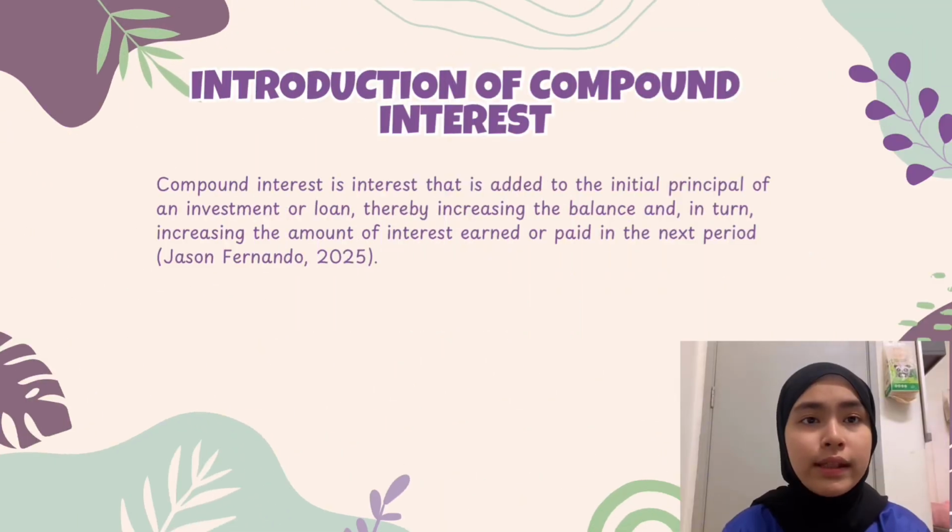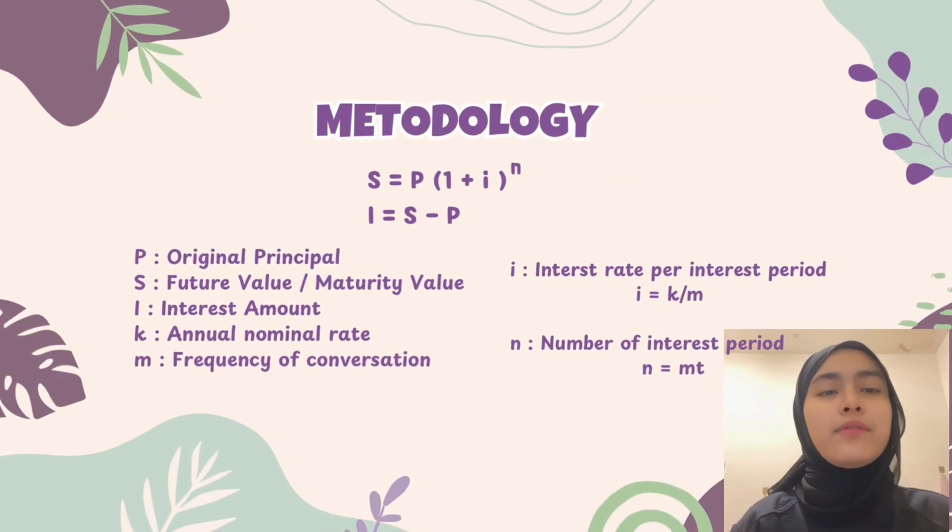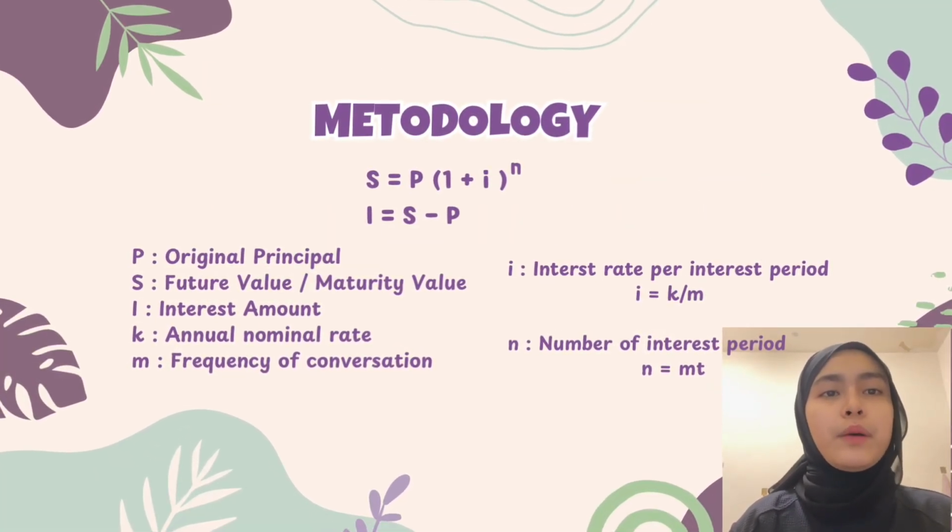Compound interest is interest that is added to the initial principal of an investment or loan, thereby increasing the balance and, in turn, increasing the amount of interest earned or paid in the next period. So, for my part, I would like to explain about the formula in this chapter, which is compound interest.